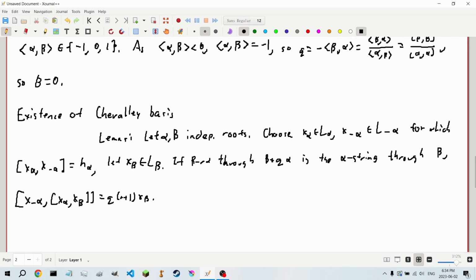And the proof: if alpha plus beta is not a root, then q is 0, and the bracket of x alpha and x beta is 0, so our equation is 0 on both sides.